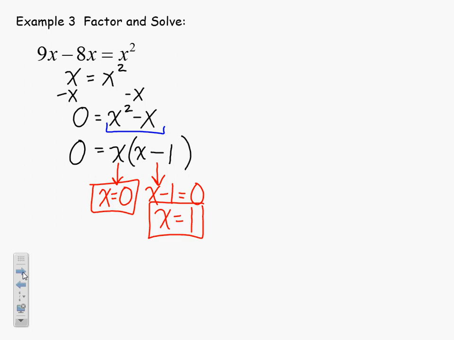So again, I'm getting two solutions because the degree, or the highest power here in my equation, was an x squared. That's something we're going to tie together later in the year, but that's a clue that we should be looking for two solutions, okay? Those are your three examples.